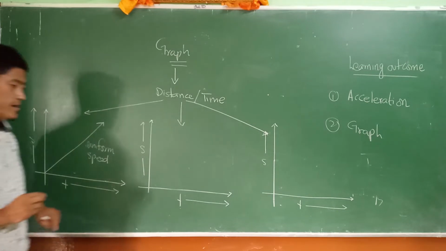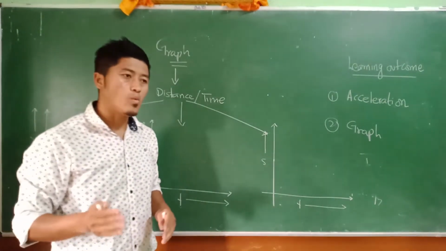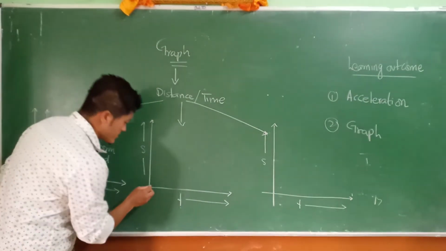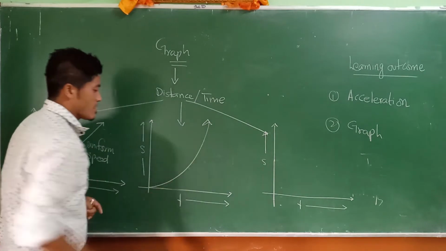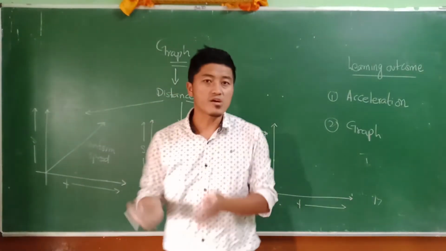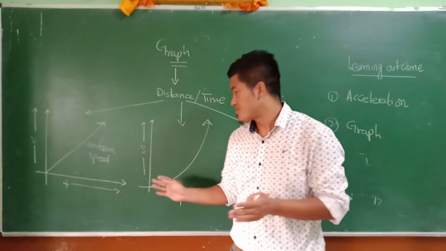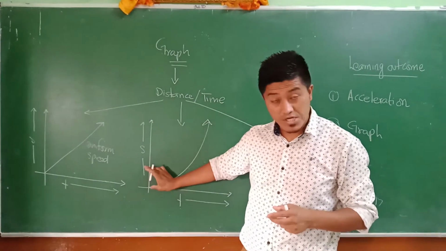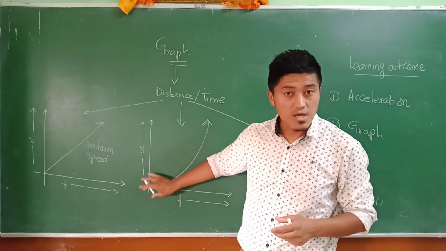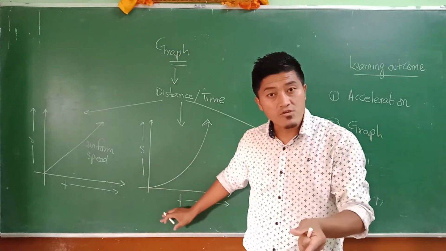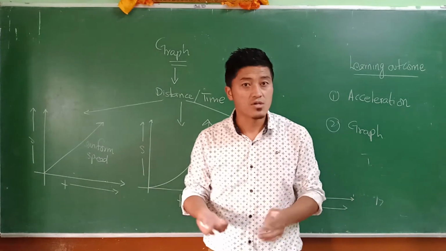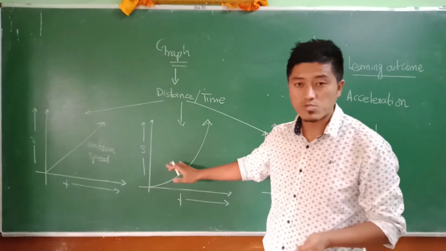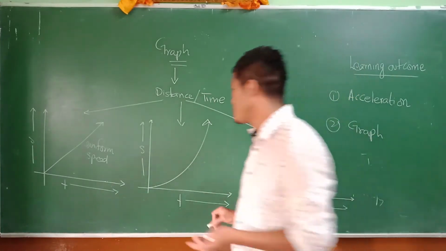Right? Now, suppose we are traveling from one place to another where there are a lot of turns. In that case, we won't be able to cover an equal amount of distance in an equal interval of time. Rather, in 1 minute we may cover 5 meters, and in the next minute we may cover 2 meters. That means there is a change. Whenever this kind of situation arises, we have this kind of graph, which we call the non-uniform speed graph.